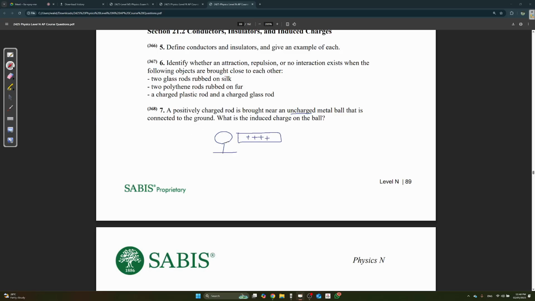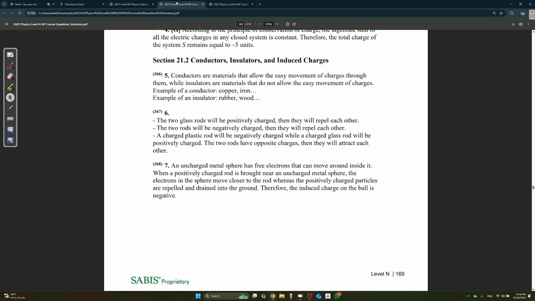this positive rod is going to attract the negative side of the sphere. This rod is positively charged, of course, right? Since it's positive, what does positive attract? Positive will attract the negative particles, right? So the negative particles will move towards the side of the sphere facing the positively charged rod. So the induced charge on the ball will actually be negative. Okay, that's pretty much it. Let me just double check that.